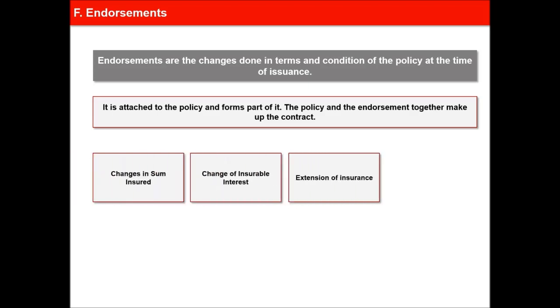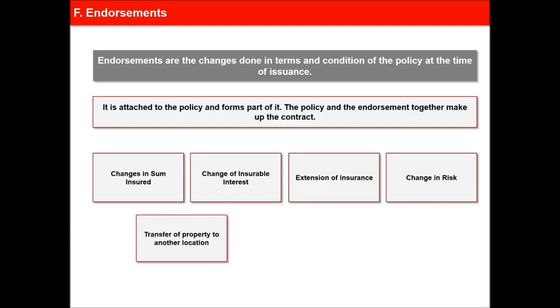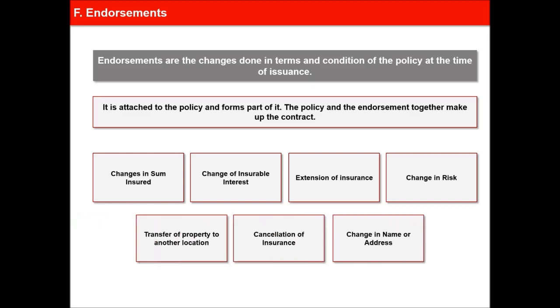extension of insurance to cover additional perils or extension of policy period. Change in risk, for example, change of destinations in case of an overseas travel policy. Transfer of property to another location. Cancellation of insurance and change in name or address.